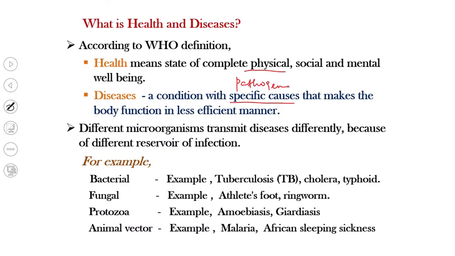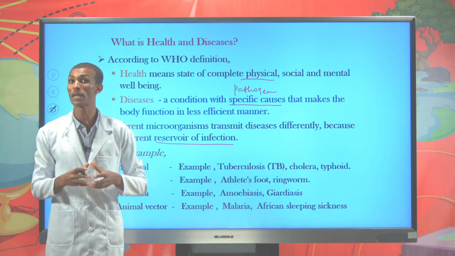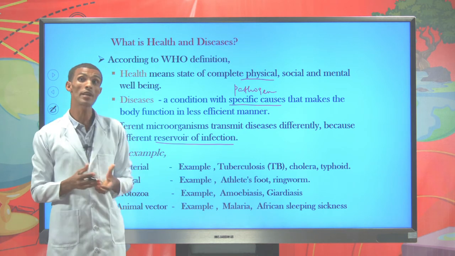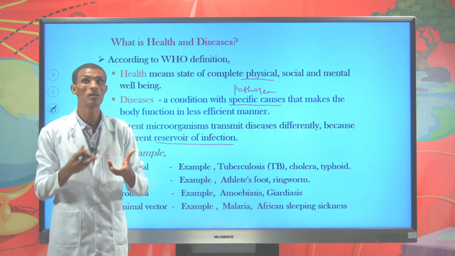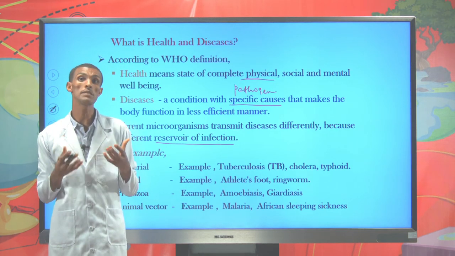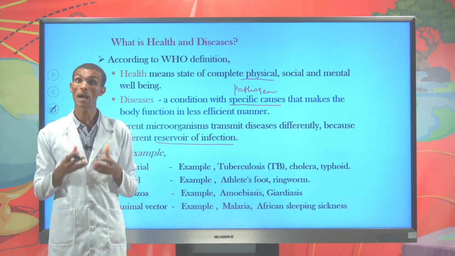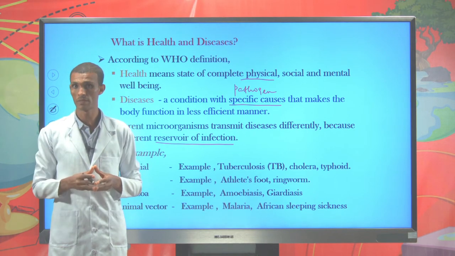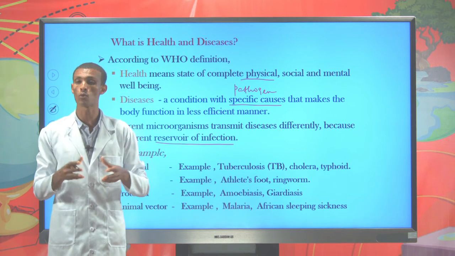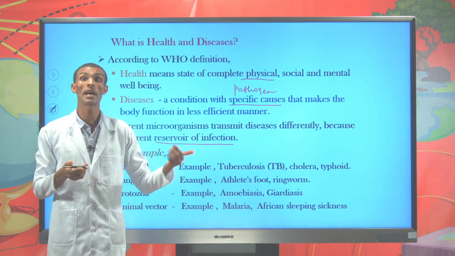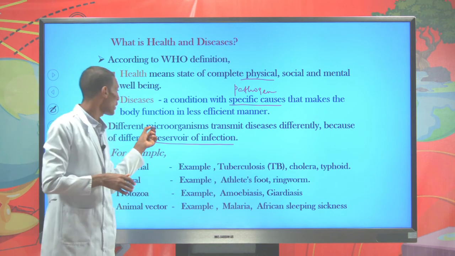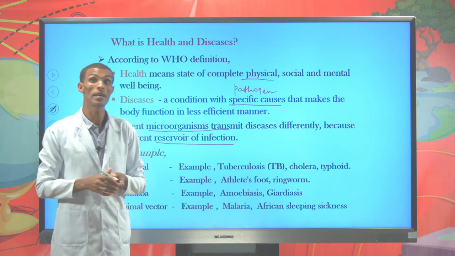Different microorganisms, including bacteria, can transmit disease differently because they can have different reservoirs of infection. They can transmit disease from different principal habitats, or different reservoirs of infection or origins of disease. Some may be transmitted from contaminated food, some from contaminated water, some are airborne, and some from other reservoirs. By that, microorganisms can transmit disease differently.